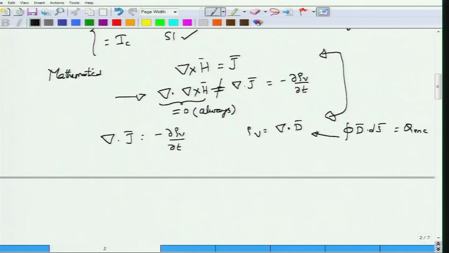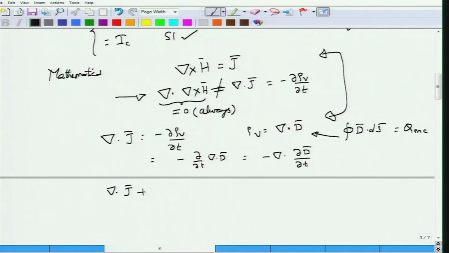So he simply replaced, or he would have replaced, rho v by del dot D, giving you minus del by del t of del dot D, and he would have also interchanged the divergence and time operations. So that you would have obtained minus del dot, sorry, del D by del t, right. Now I have two divergence operations on left and right, so I can actually pull them together and write del dot J plus del D by del t must be equal to 0, right.